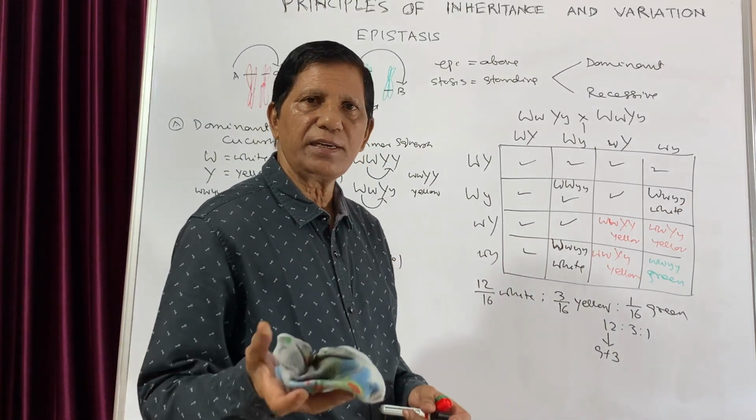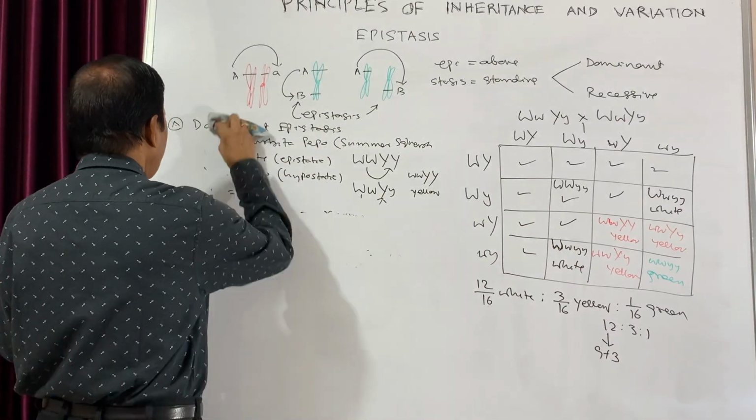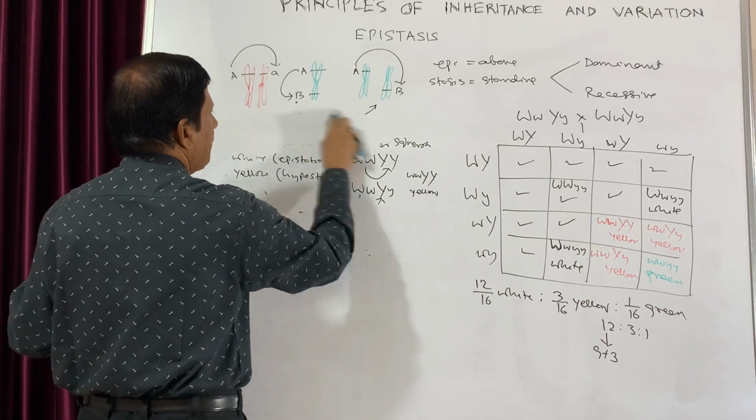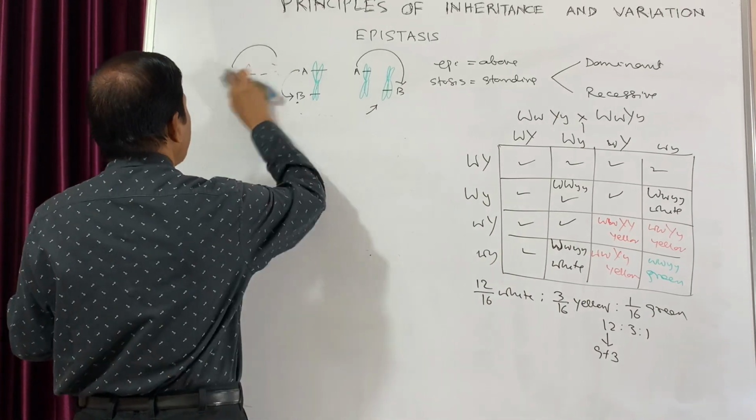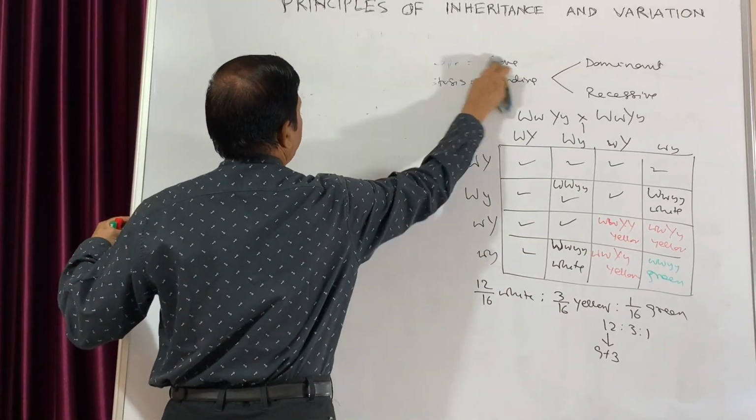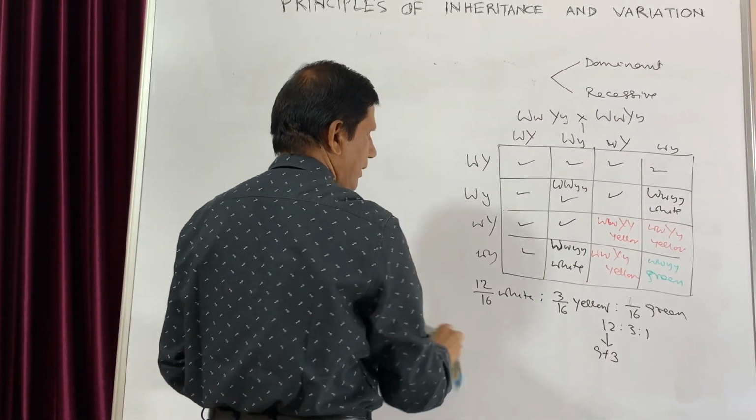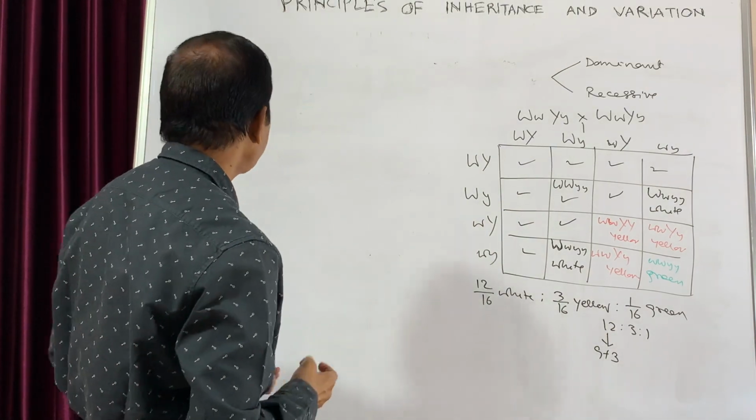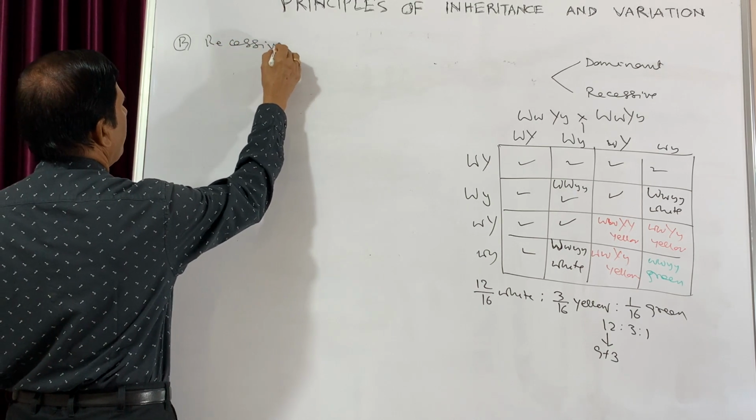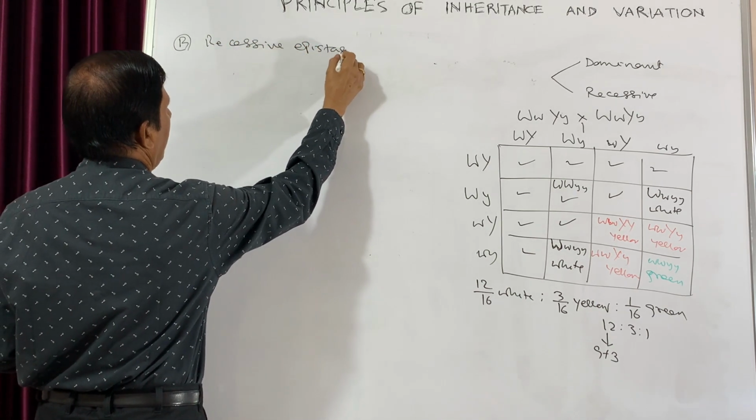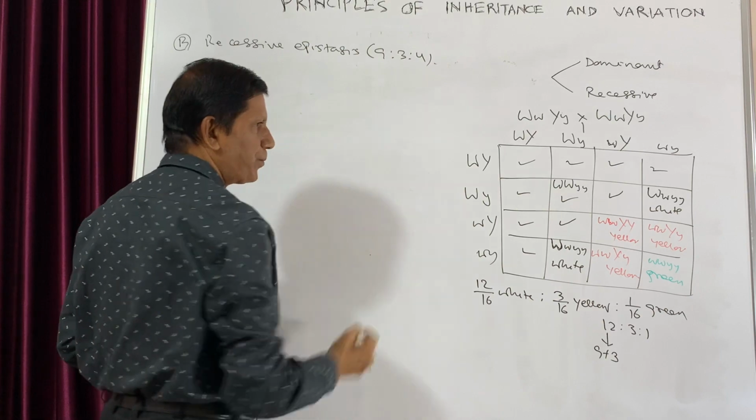Now let us discuss the hypostatic one. So in case of hypostatic one, what happens? When the recessive genes are present in homologous form, they suppress the expression of even the dominant genes. So let us take one example, that is the recessive epistasis. And in case of recessive epistasis, usually we get the ratio 9:3:4.